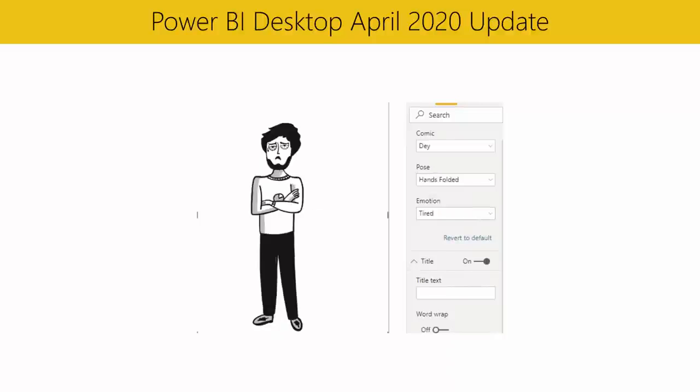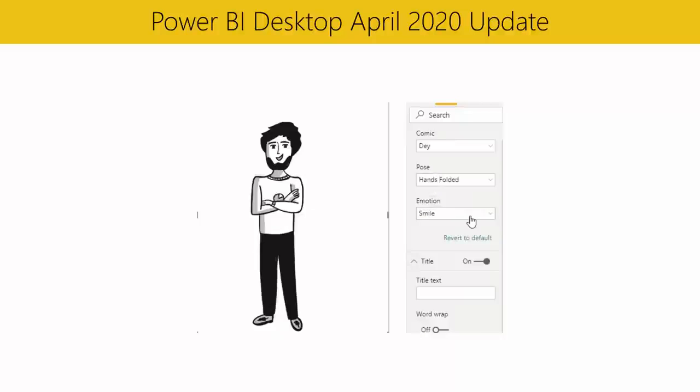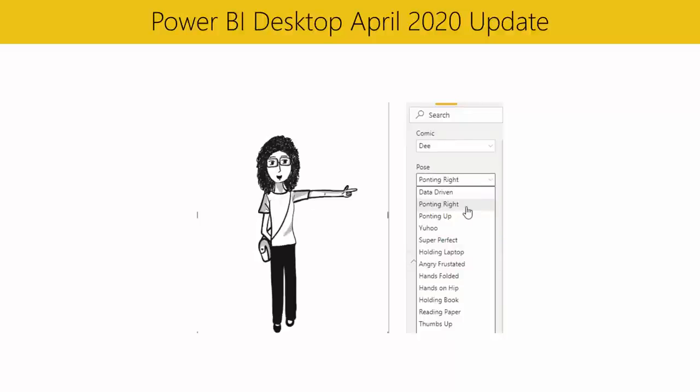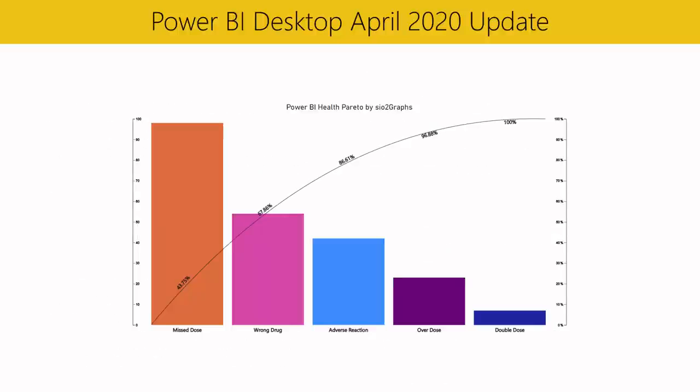You can use these to represent up to 2 KPIs at a time, visualizing each as an emotion or pose on one of 2 different characters. Next is the Pareto Chart by CO2 Graphs. This chart allows you to visualize cause and frequency to understand the key drivers of a process.